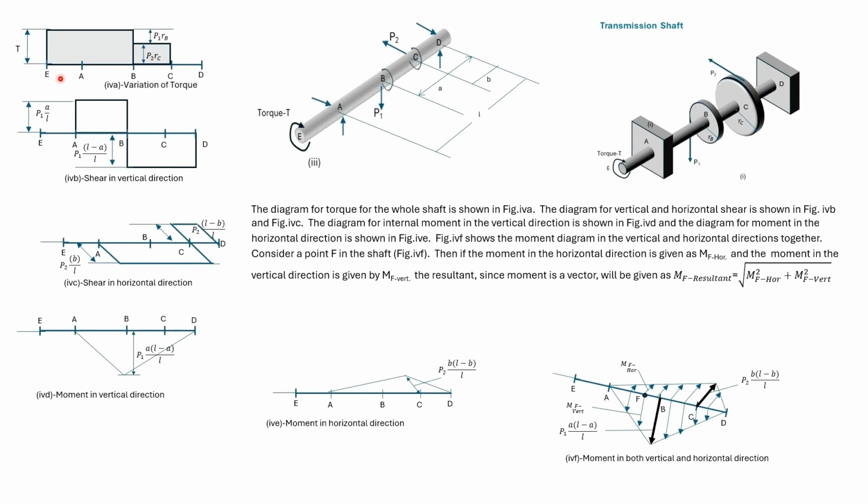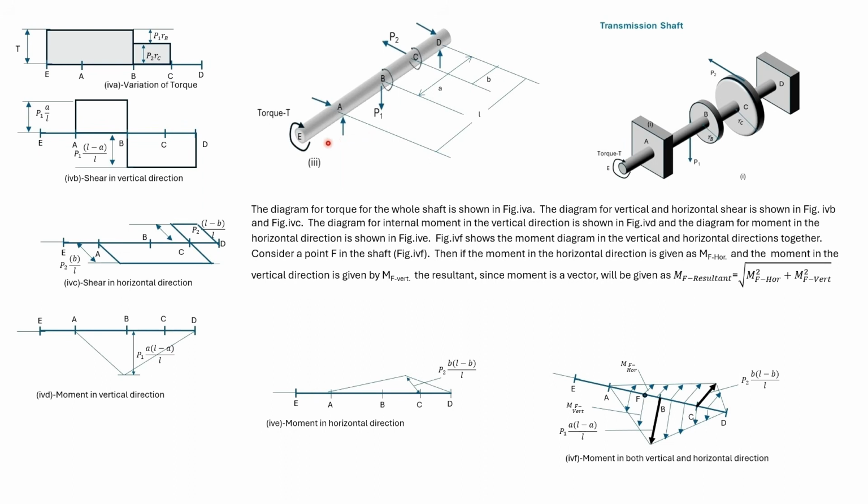So this diagram shows the variation of torque from E to D. There's no change in torque between E and B. There's a reduction in torque given by P1 into Rp at P, where Rp is the radius of this disk. So between B and C, there's a reduced torque whose magnitude is P2 into Rc. Between C and D, there's no torque.